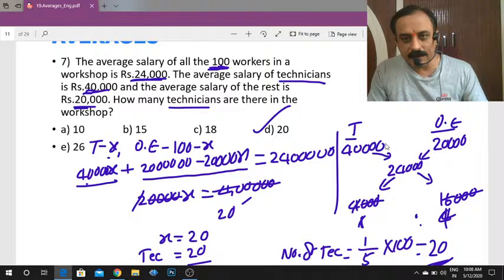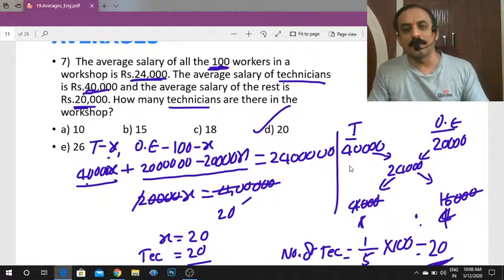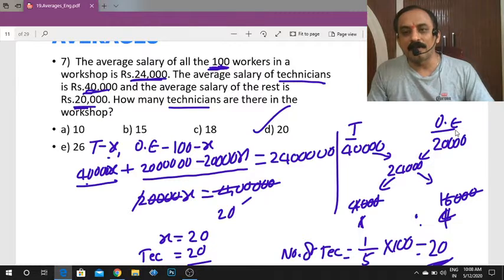Now, right here, technicians. Below the technicians, write the technicians' average salary, that is 40,000 rupees. The other employees' average salary is 20,000 rupees. Below and between these two numbers, write the 100 employees' average salary. What is the average salary of 100 employees? 24,000. So this is the average salary of 100 employees.